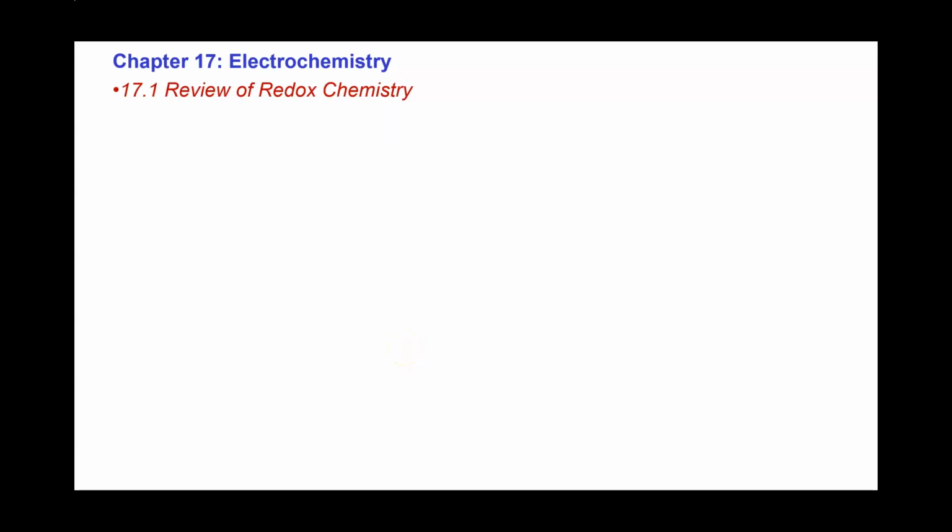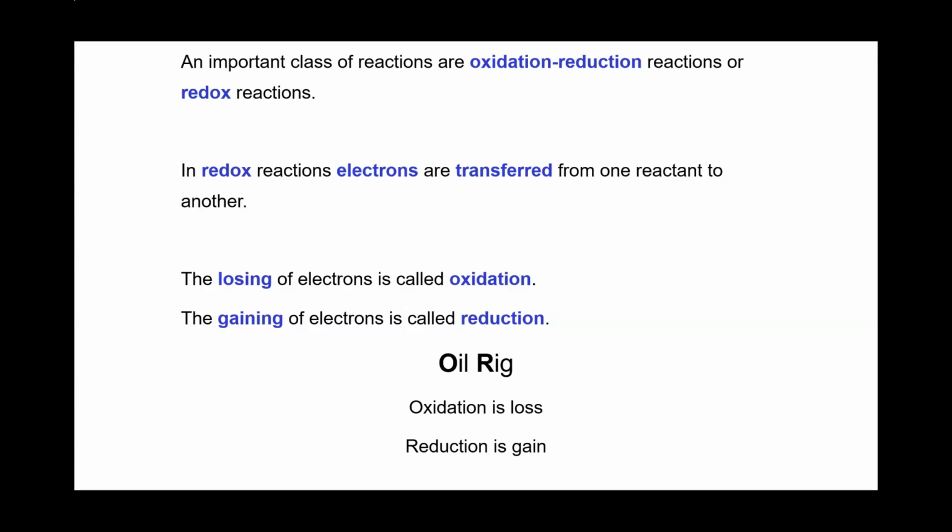Chapter 17 is concerned with electrochemistry, and it starts off fairly gently with a review of redox chemistry. So we studied redox chemistry in Chemistry 161, and we noted that there was an important class of reactions called oxidation-reduction reactions, or redox reactions, that involve the transfer of electrons. So looking back and reviewing some of the terminology that we had, we said that the loss of electrons is called oxidation, and that the gain of electrons is called reduction.